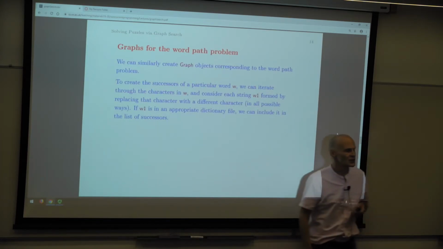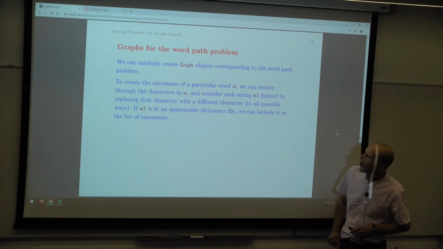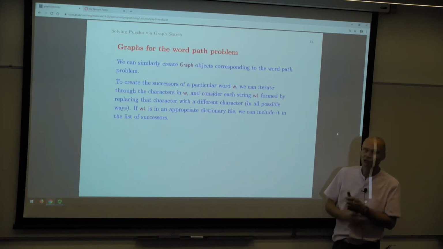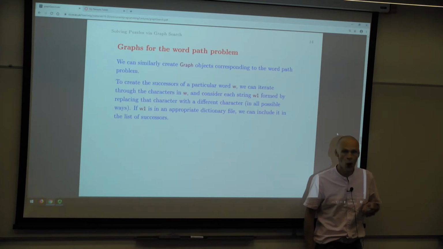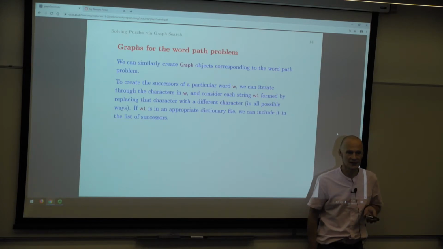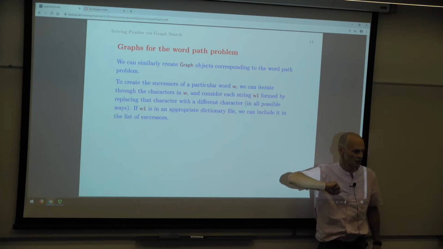I'm now just going to sketch how we can do a similar job of building a graph object corresponding to the word search problem, the word path problem. The most interesting bit there is calculating the successors of a particular word W. Well, we need to assume here that we've got access to some sort of online dictionary. I'm going to assume that we've got a dictionary file containing a list of all legal words. So suppose we want to compute the successors of a particular word W.